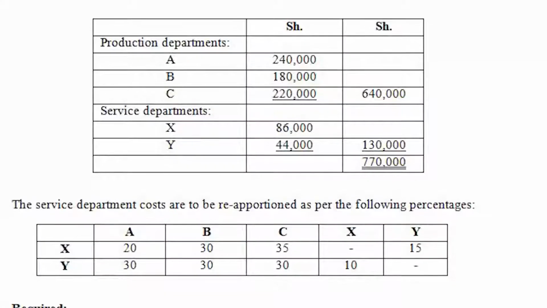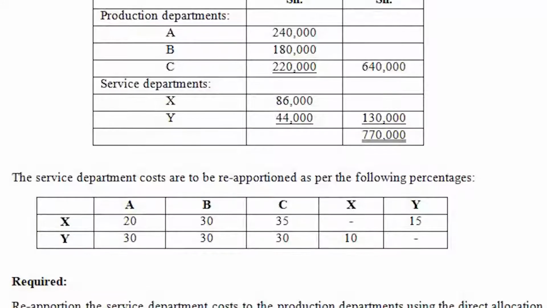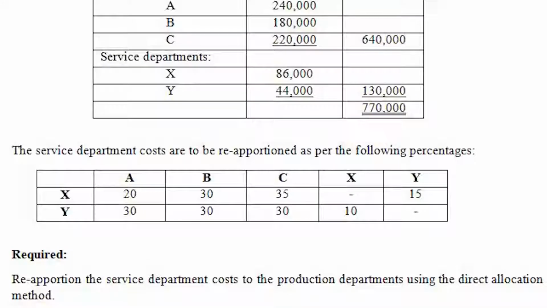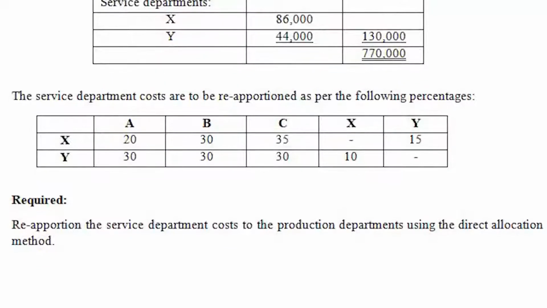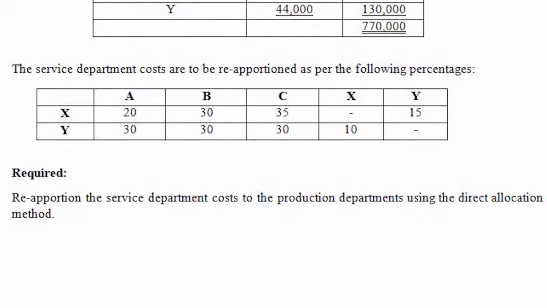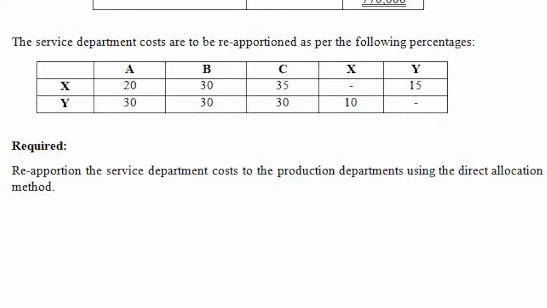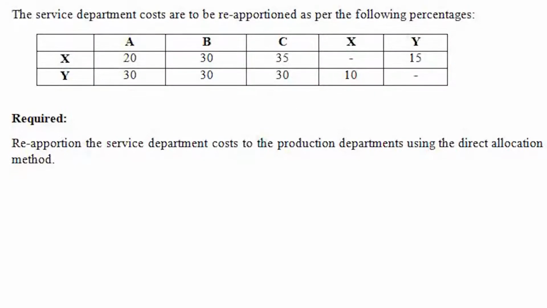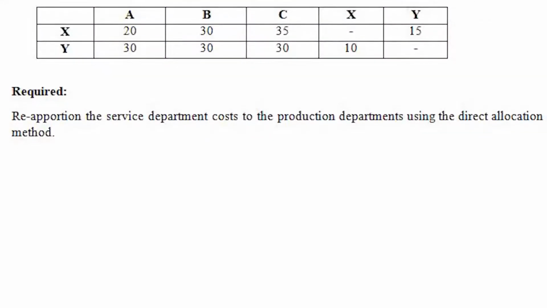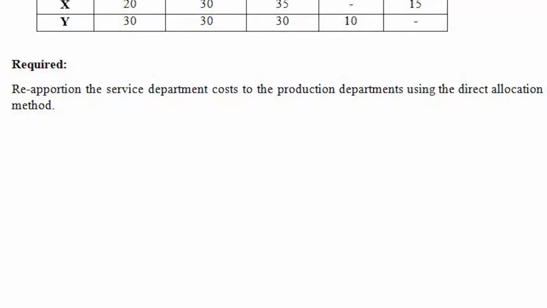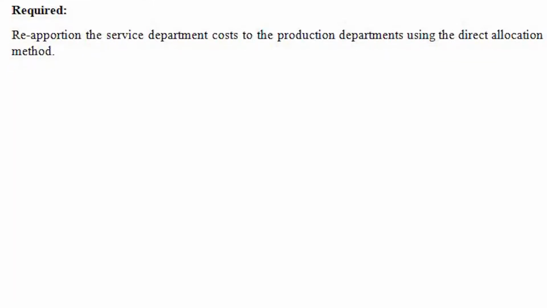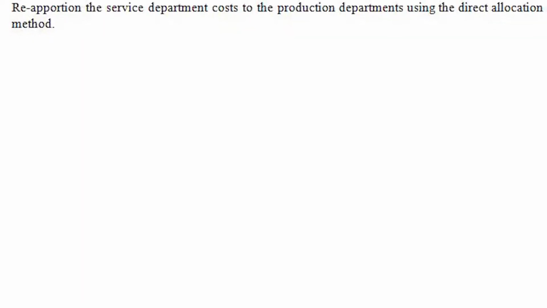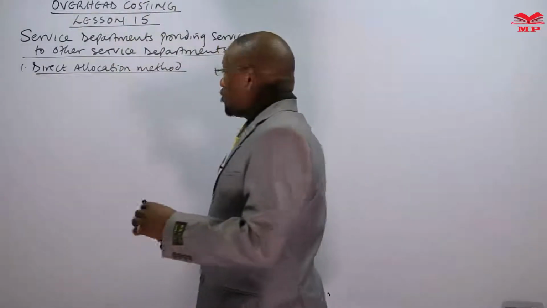The service department costs are to be reapportioned as per the following percentages. We have departments A, B, C, X, and Y, where department X shares 20%, 30%, 35%, and 15% to departments A, B, C, and Y, respectively. Department Y shares 30%, 30%, 30%, and 10% to departments A, B, C, and X, respectively. Required: reapportion the service department cost to the production departments using all methods above. Now, with that, we are going to use the direct allocation method as follows.